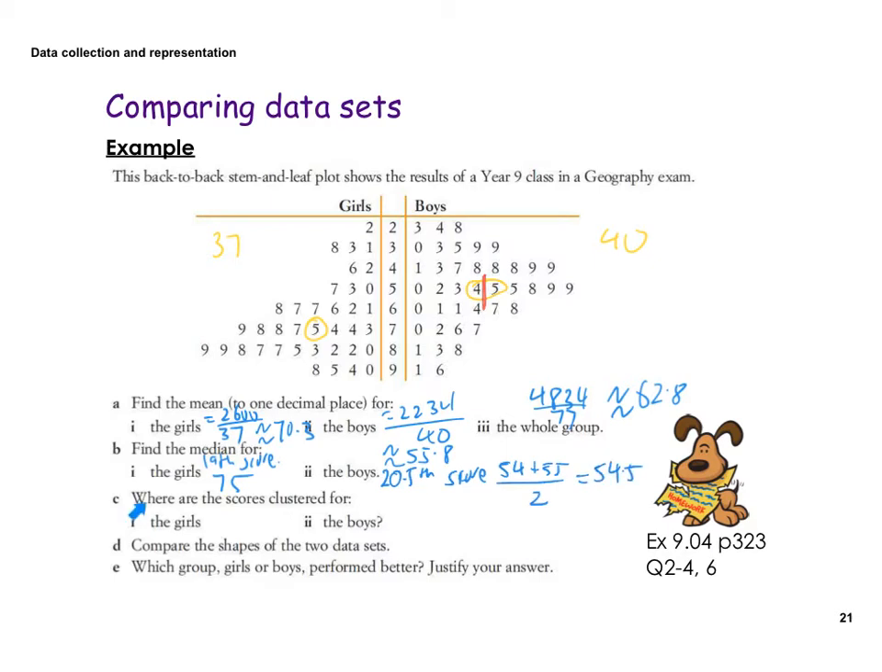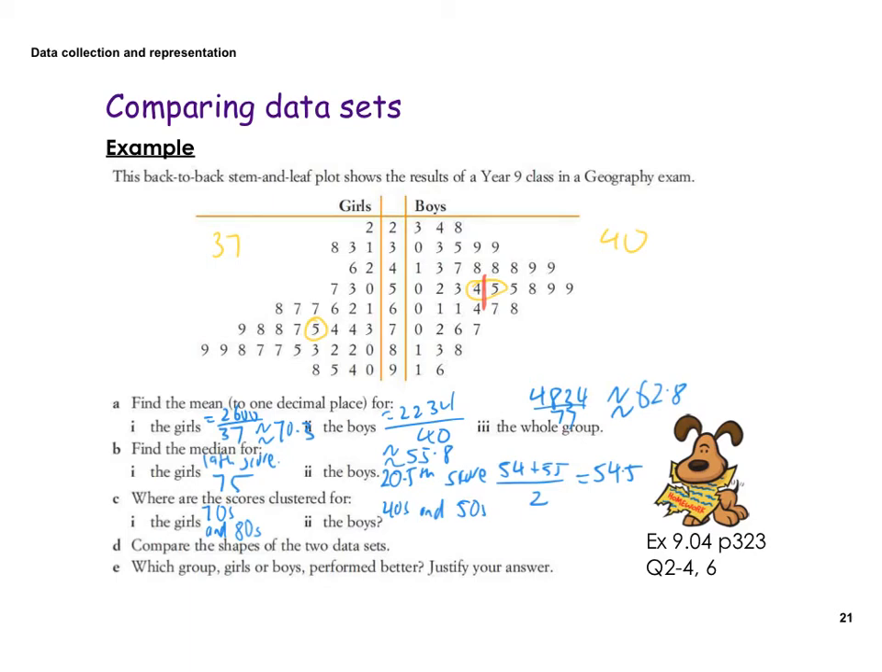Okay, now part C, where were the scores clustered for the girls and the boys. Remember, clustering is all about big clumps of data. So you can see in the girls, big clump around here, and the boys, big clump around here. So for girls, we can say clustering around, say, the 70, 80 mark. 70s and 80s. And then the boys, you see clustering around the 40s and 50s. Okay, so clustering is just where you have heaps of data.